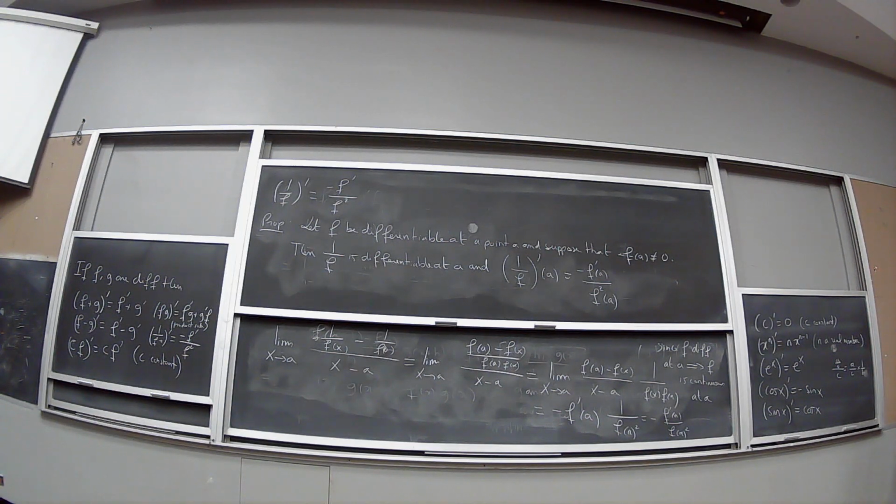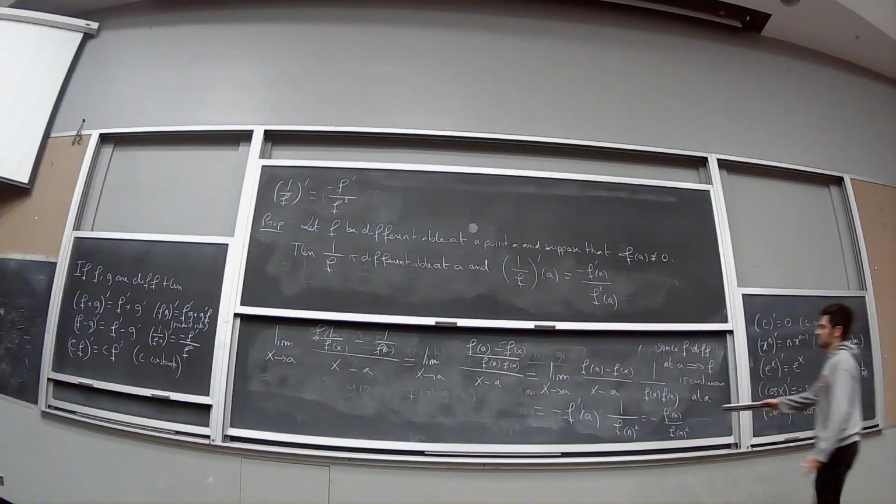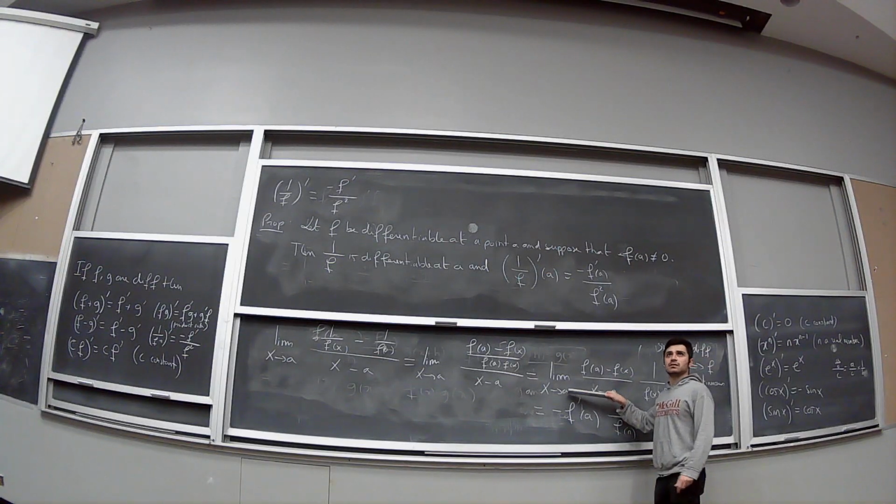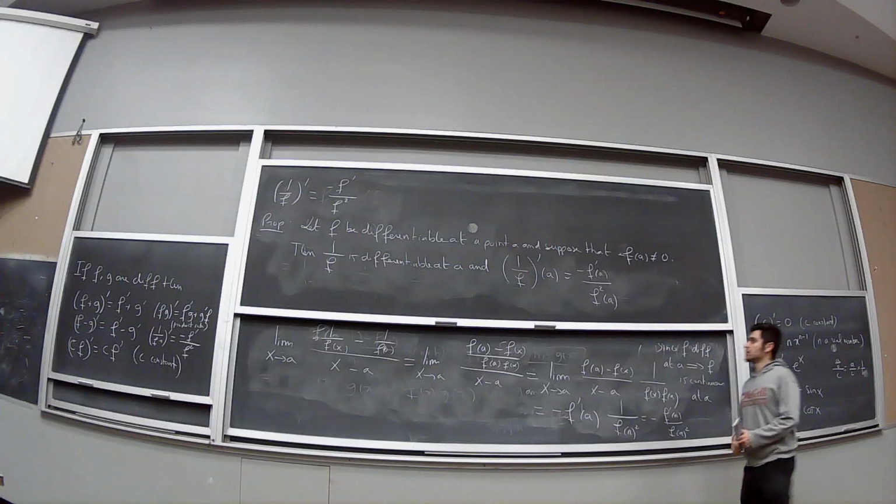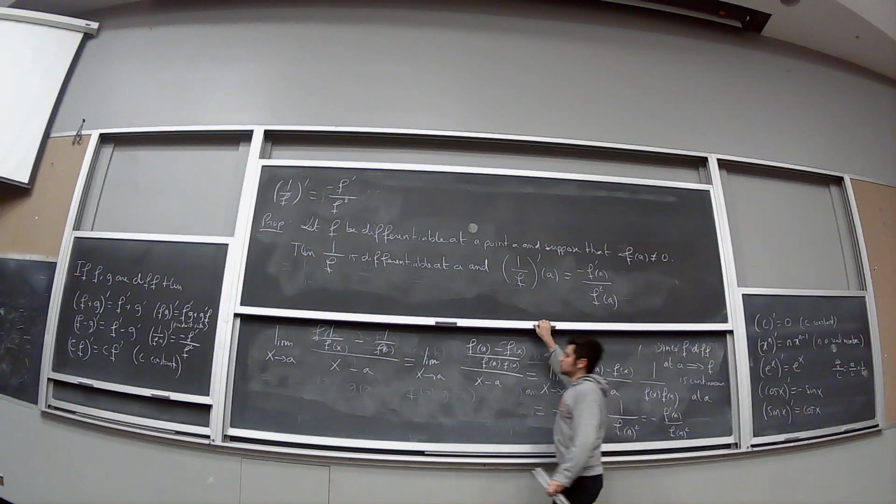Guys, someone's asking a question? Why is this... Oh, because the derivative is at a. x is going to a, right? x is a variable. Okay? Great. Let us move on to the quotient rule.